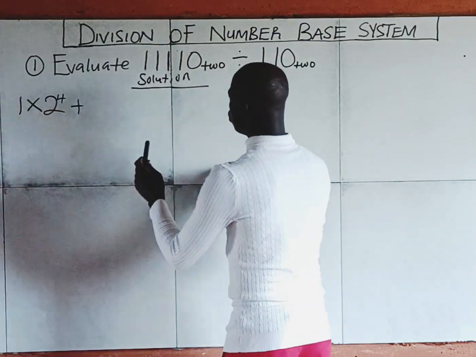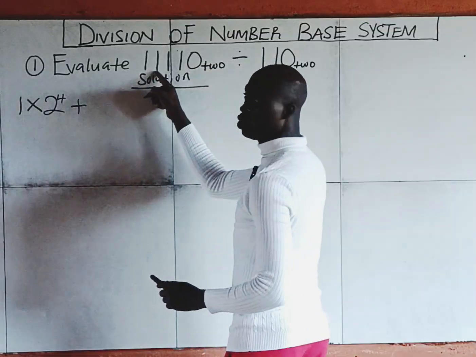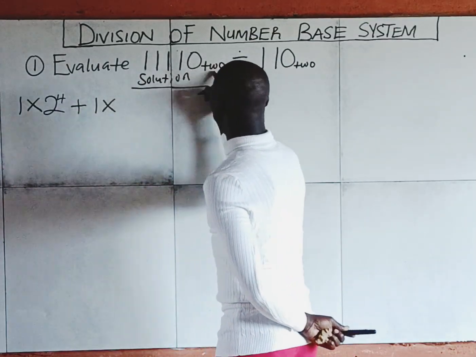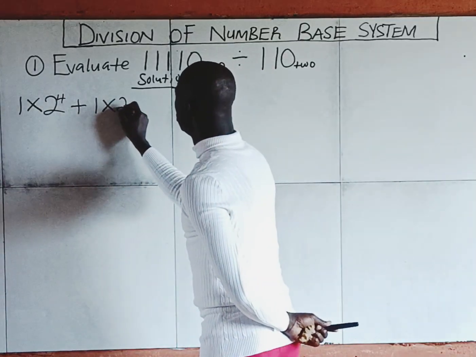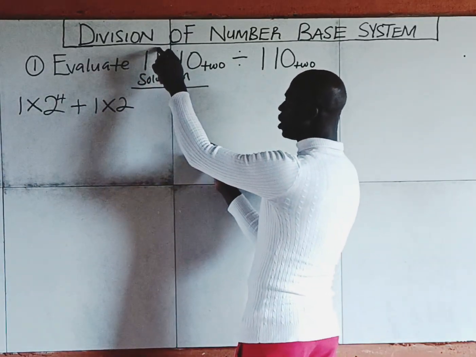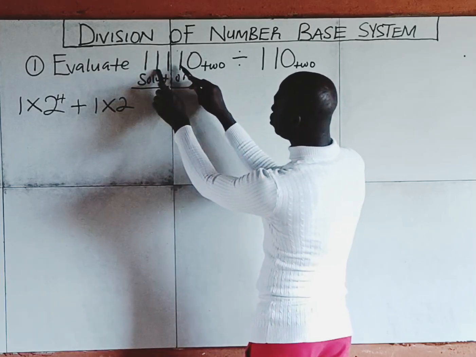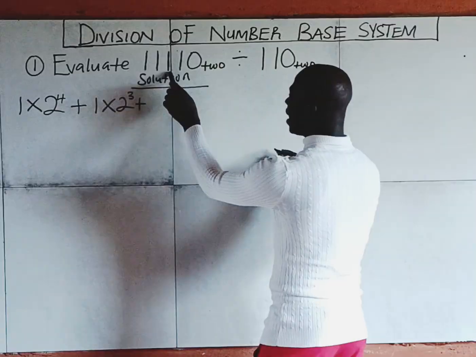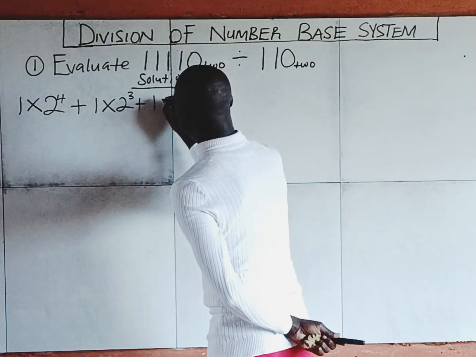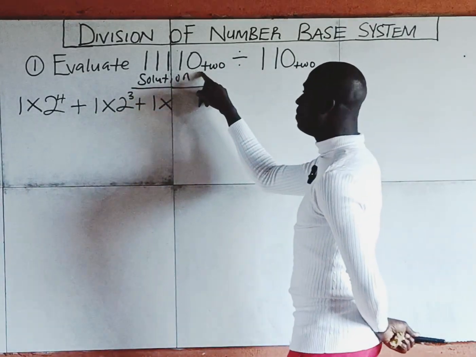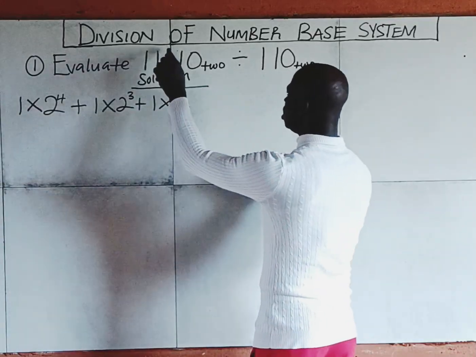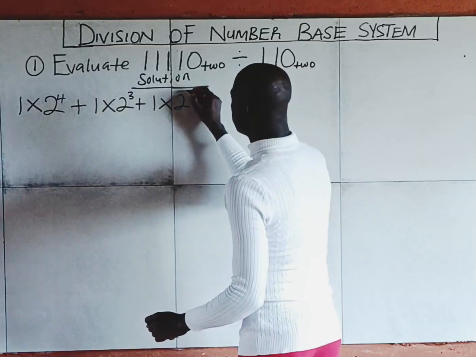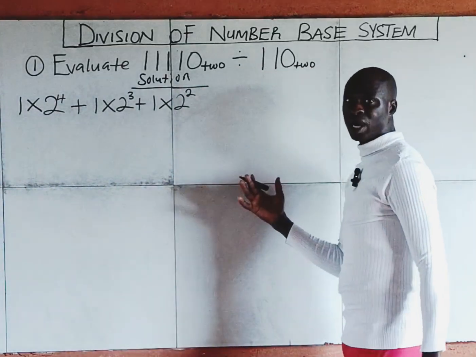Plus, we are coming to this second digit. You will say 1 multiplied by, again, what is your base? Your base is 2. Then after this digit we are currently working on, how many digits do we have left? We have 1, 2, 3. So you say raised to the power of 3. Plus, we are coming right here: 1 multiplied by my base, which is also 2. After this digit, how many digits do we have left? We have 1, 2. You say raised to the power of 2. You can see the way we are clearly spreading it out.